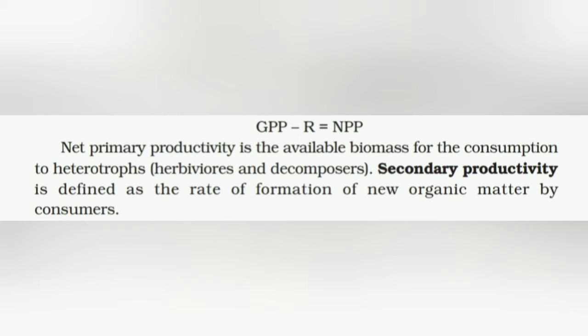Net primary productivity is the available biomass for consumption to heterotrophs, that is herbivores and decomposers. Secondary productivity is defined as the rate of formation of new organic matter by the consumers. So primary is by producers and secondary is by consumers.